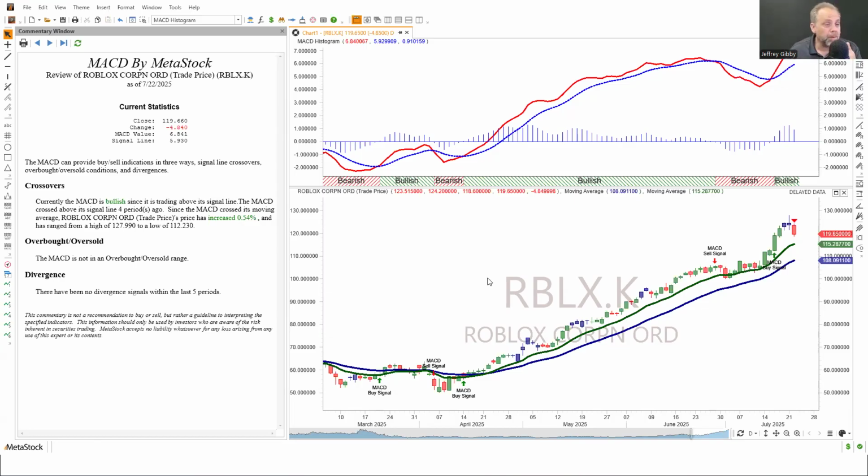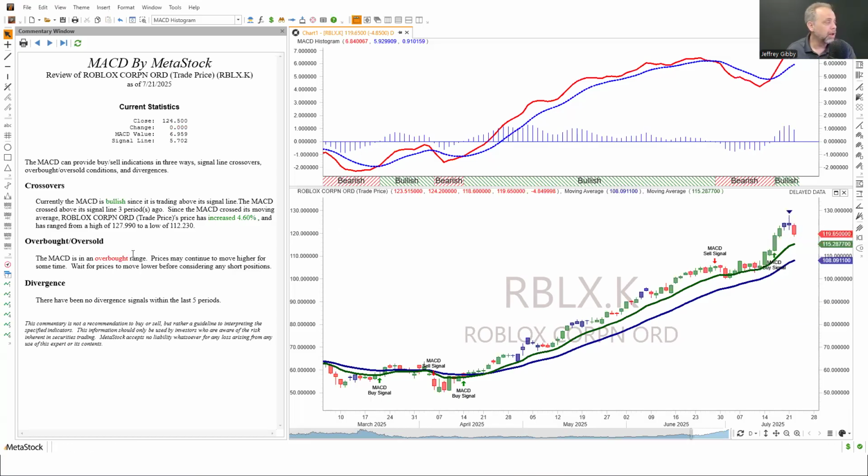Right now, today, it's not in an overbought, oversold range, but it was yesterday. The reason I know it was yesterday is you'll notice we have our standard green and red bars, but when it gets overbought or oversold, we'll have a blue bar instead of a normal green or red bar. That's just an early warning that we might be overbought. So if I go back to yesterday, the MACD is in an overbought range. Prices may continue to move higher for some time.